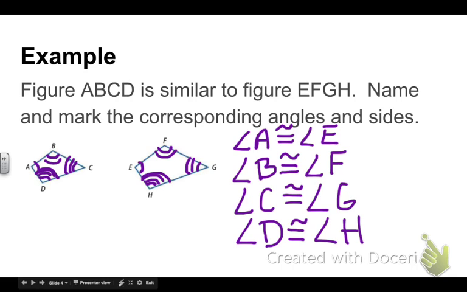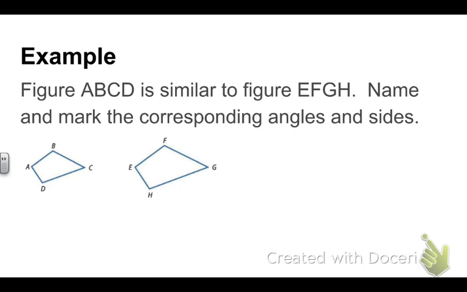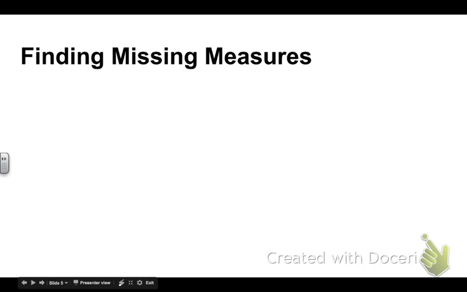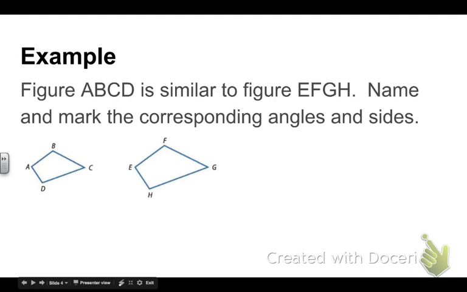I know you're going to still have that. I'm going to erase all this and start with a clean slate so I can show you all of our sides and all the markings for that. Give me a second. Alright, so the markings are going to be the same. Oops, hold on a second. Alright, there we go. So side AB is going to be congruent to EF.